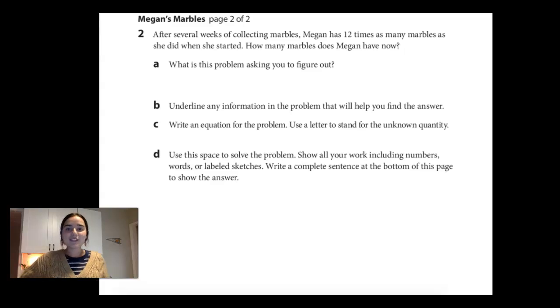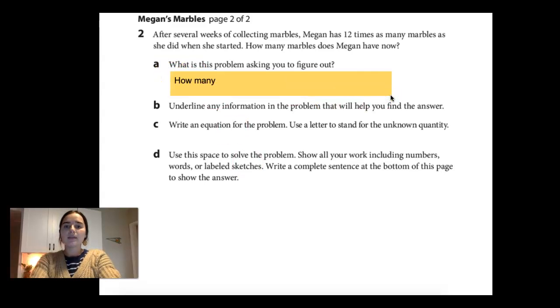When you're done with page 10, you can flip over to page 11 for part 2 of Megan's marbles. Number 2, after several weeks of collecting marbles, Megan has 12 times as many marbles as she did when she started. How many marbles does Megan have now? A, what is this problem asking you to figure out? This problem is asking us to figure out how many marbles Megan has now. So we'll write that question here. How many marbles does Megan have now?